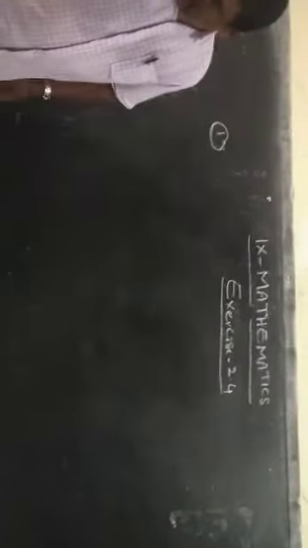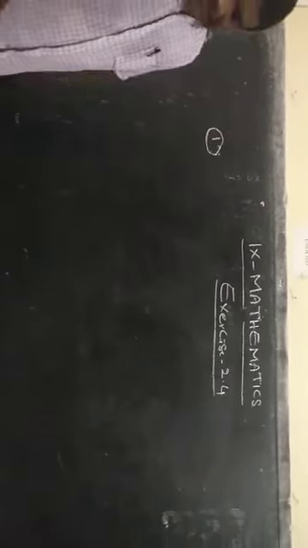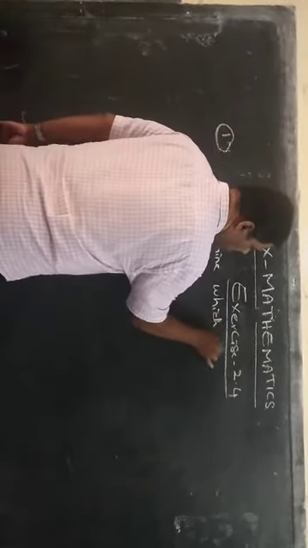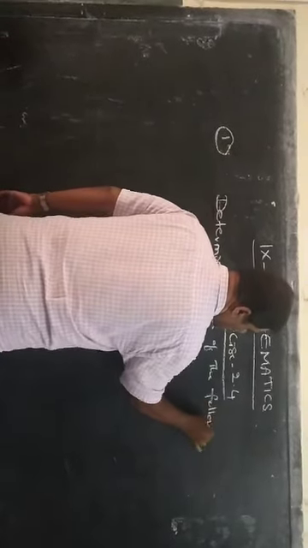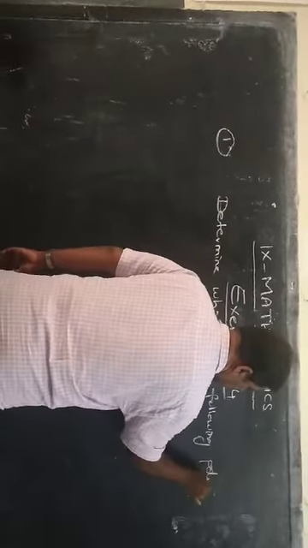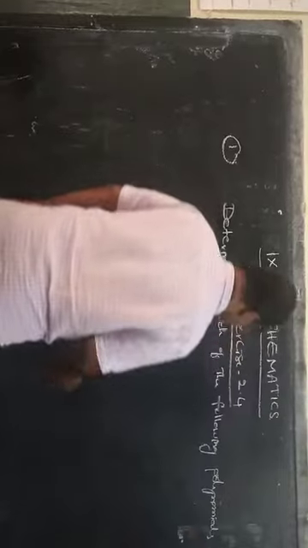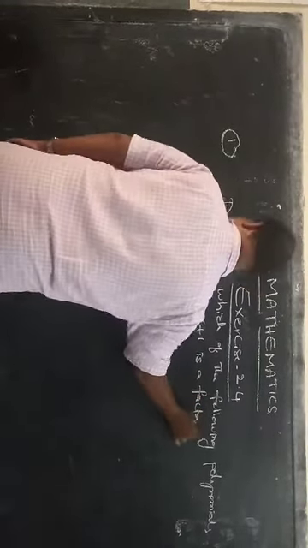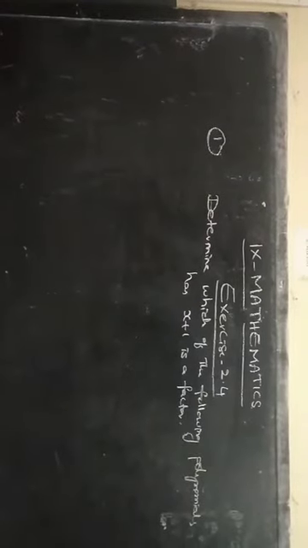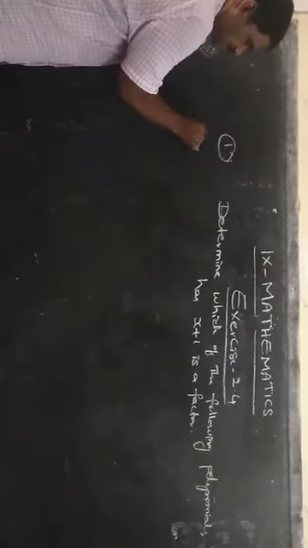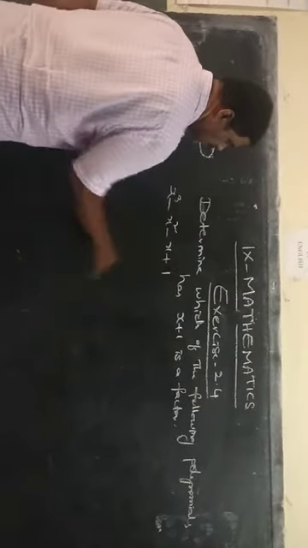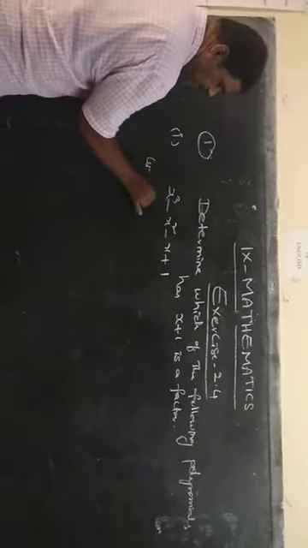So let us do one problem, then we will understand. First problem: Determine which of the following polynomials has x plus 1 as a factor. Right, first one, x cube minus x square minus x plus 1. First, suppose the given polynomial as f of x.